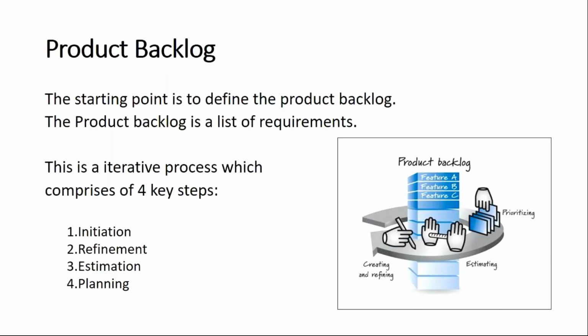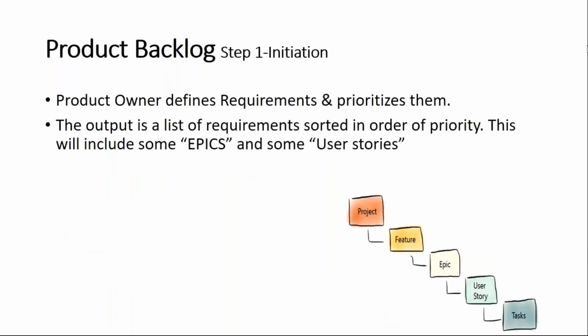So next, the most important thing is the product backlog. The product backlog comprises four steps: we initiate it, we keep refining it, we estimate, and we plan accordingly.